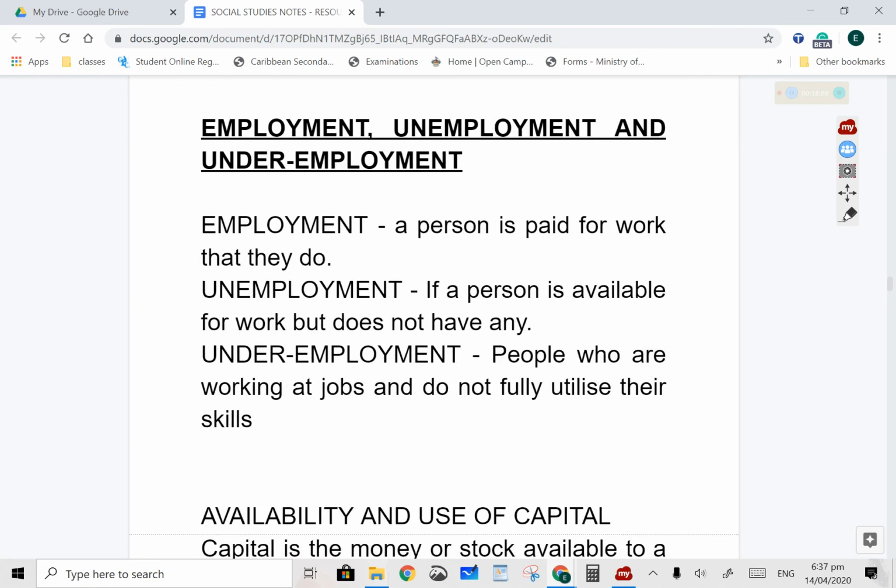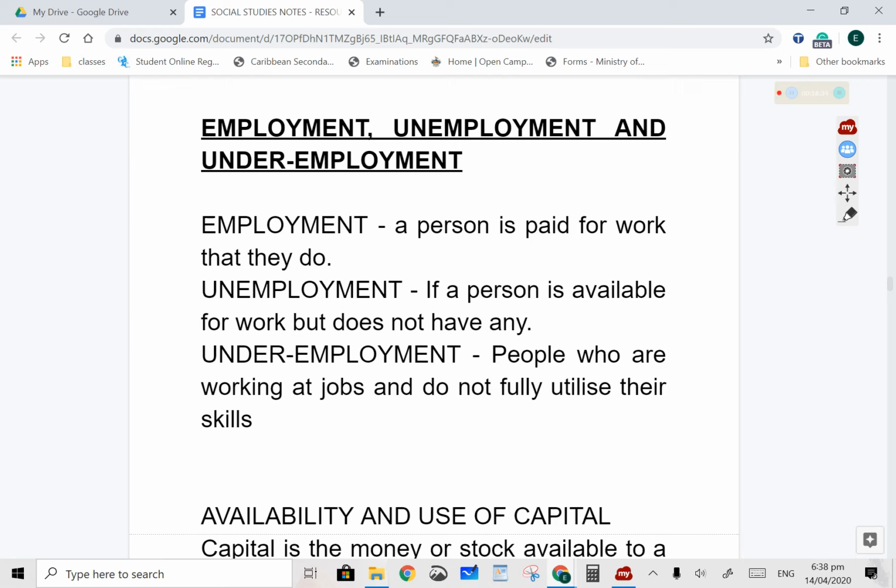So if we move on, we have employment, unemployment, and underemployment. So we have definitions for these. Now these definitions can come for paper 2 or for paper 1, right? On employment, a person is paid for work that they do. Okay, employment. Unemployment, if a person is available for work. So that part is important for you to put in. If a person is available for work but does not have any.